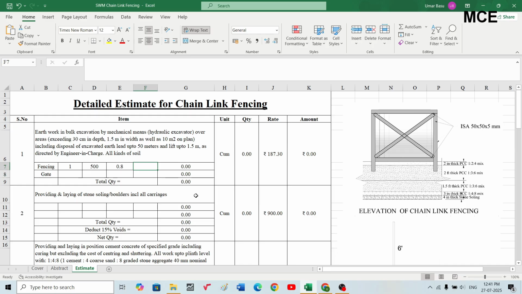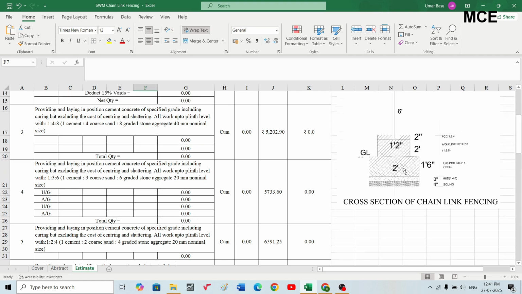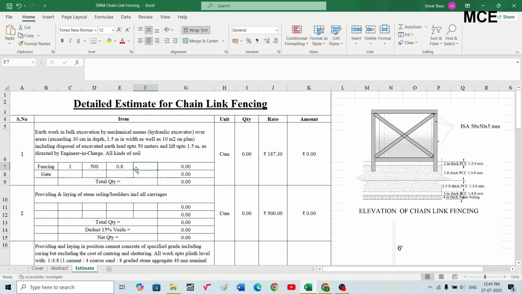And the underground depth is, first, this 4-inch soling plus 3-inch mud mat, which is 7 inch, plus 1 feet 6 inch. So total depth will be 2 feet 1 inch, which in meters will be 0.625 meters. So the total quantity of this will be 1 into 500 into 0.8 into 0.625, which is 250.